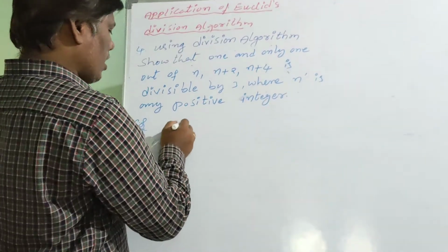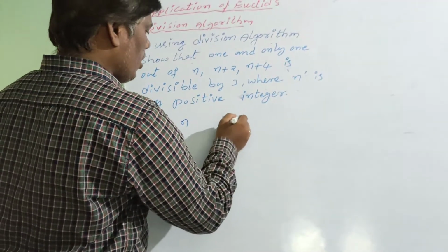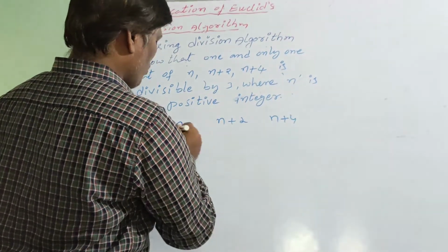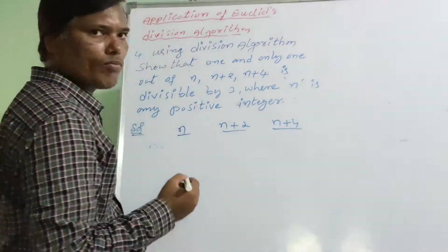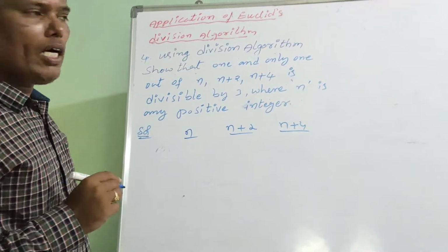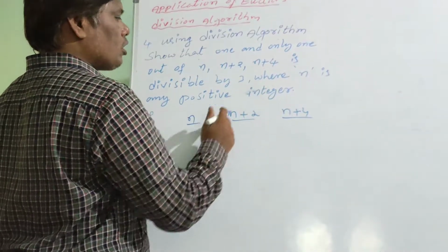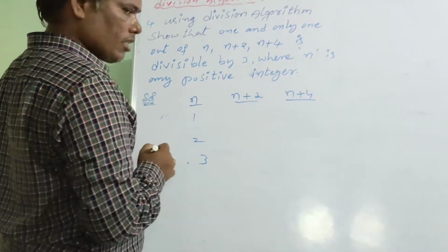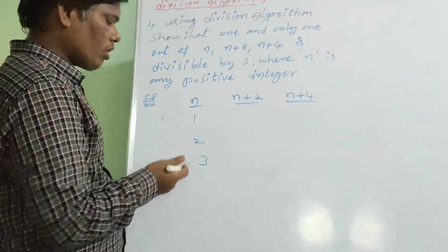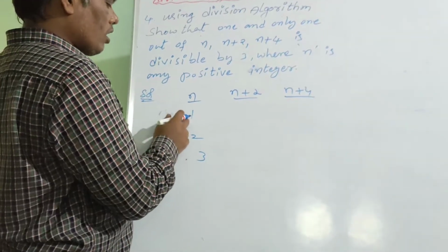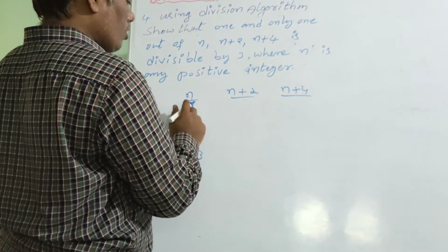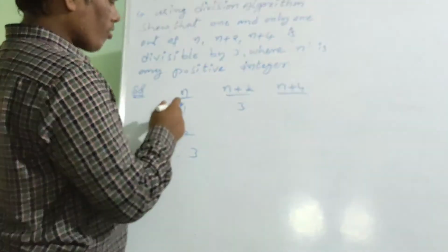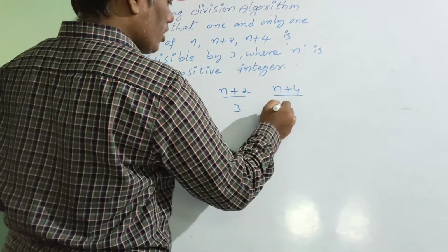Let us try to understand. n, n plus 2 and n plus 4. Out of these three numbers, we have to show that only one is divisible by 3. What is given here? n is a positive integer. Positive integers are nothing but natural numbers like this, 1, 2, 3 and so on. If n is equal to 1, then what is the n plus 2 value? 1 plus 2 means 3. And what is the n plus 4 value? If n is equal to 1, then 1 plus 4 is equal to 5.